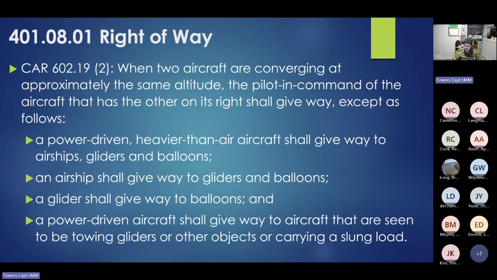So an airship has an engine and can sustain flight regardless of the weather, whereas a glider cannot. So a glider's got higher priority. But a balloon, while it can sustain flight, it can't maneuver like a glider. So a glider should give priority to balloons. So basically, a power-driven, heavier-than-air aircraft shall give way to airships, gliders, and balloons. An airship shall give way to gliders and balloons. A glider shall give way to balloons.